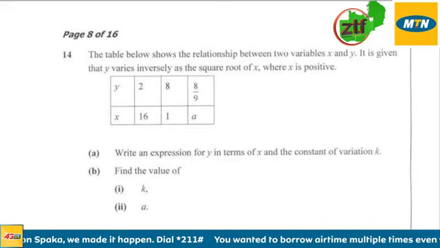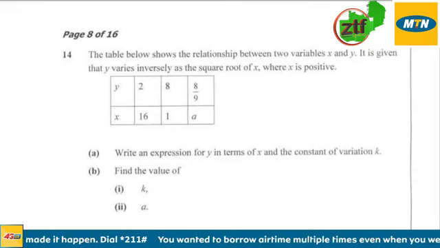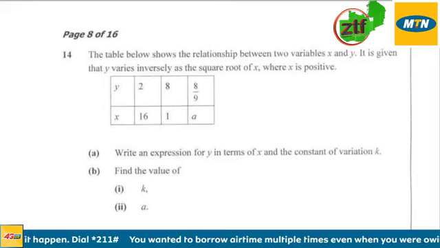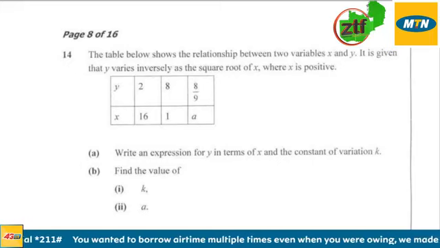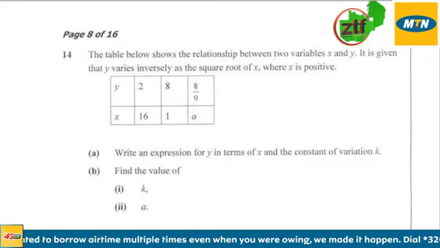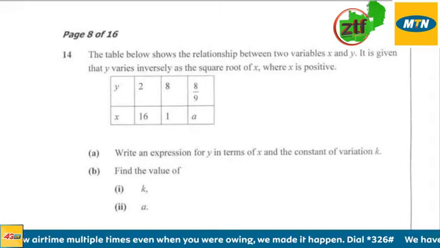Right, so here now we've been asked, question part A states, write an expression for y in terms of x and the constant of variation, which is k. Now, before we go to writing an expression, let me give you an example of this.